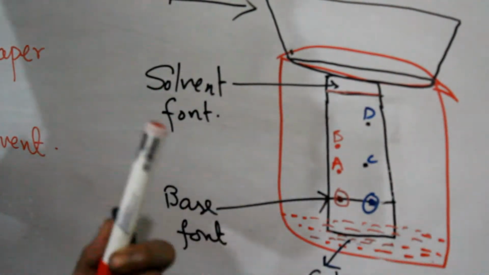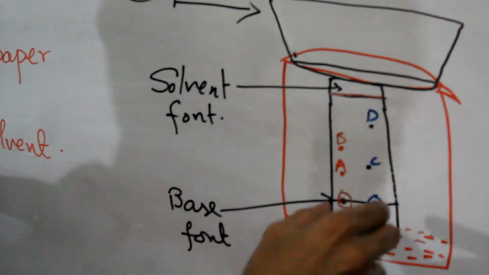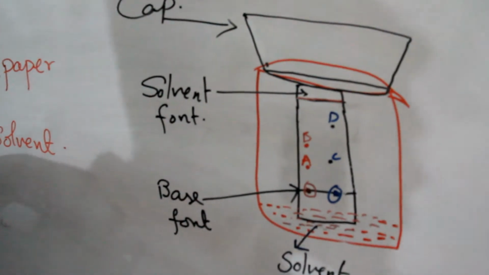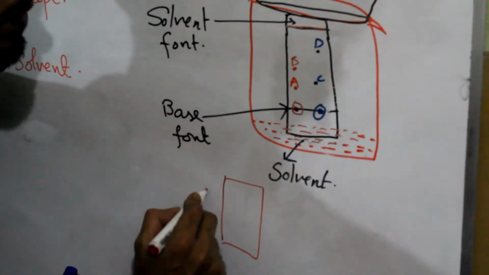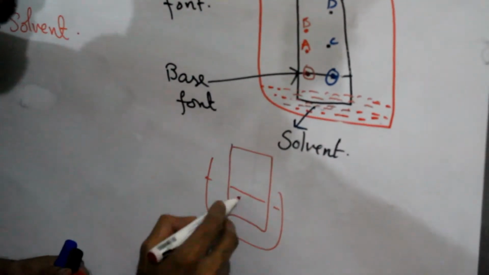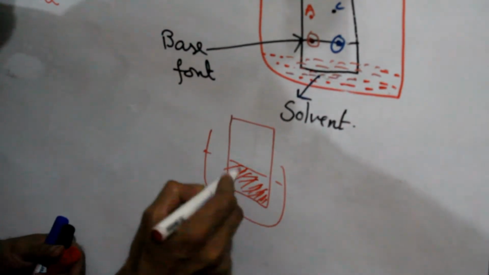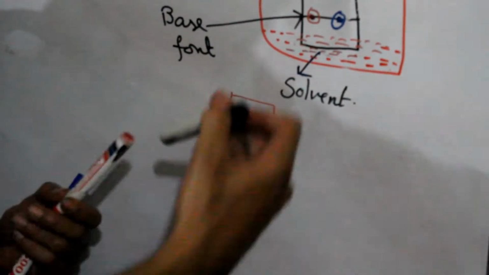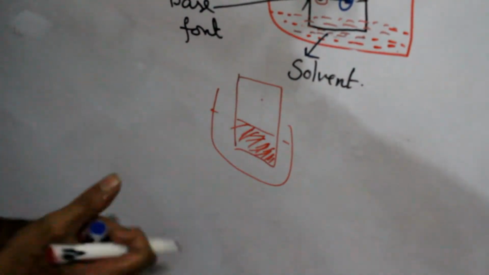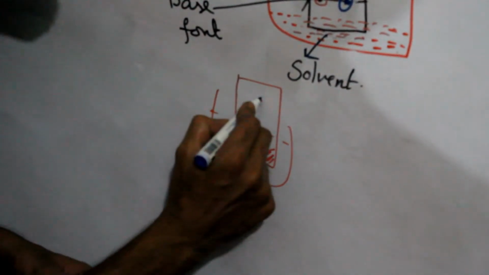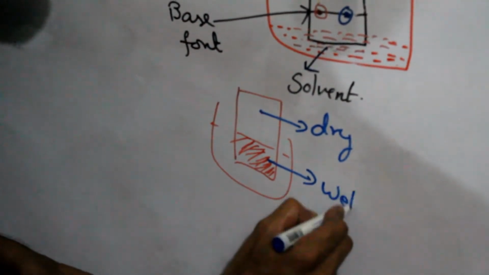Okay, so let's understand the technology first, it's very simple. Suppose you have a normal paper and I dip it in a beaker. You can see that this part is wet, but this part is dry. What is the difference between normal paper and chromatograph paper? In normal paper, this part is dry and this part is wet.